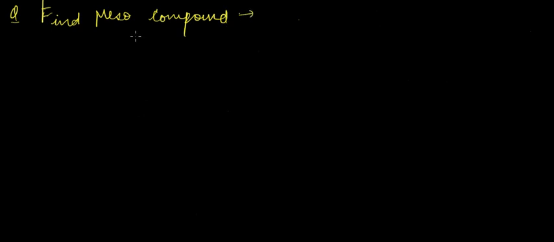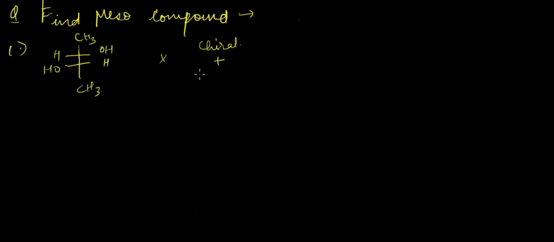Okay, so you have something like this: CH3, OH, OH, CH3. So in this case, it won't be a meso compound. Why? Because it is chiral, but it is not having any plane of symmetry.